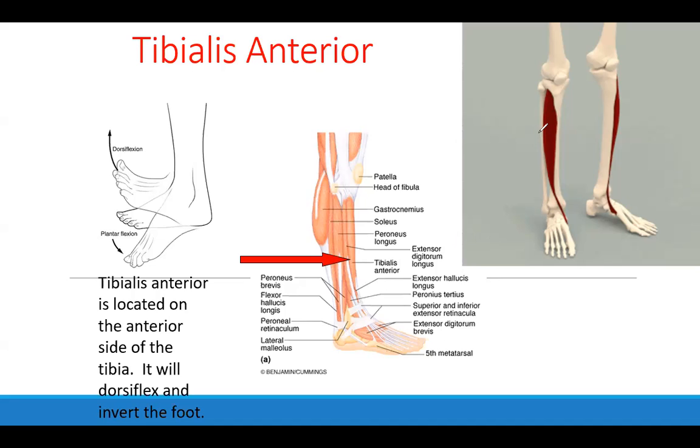Causes our foot to come up like this. So when our toes come up, toes up, that's what the tibialis anterior does. The toes go up and the heel goes down. So that's what the tibialis anterior does for us.